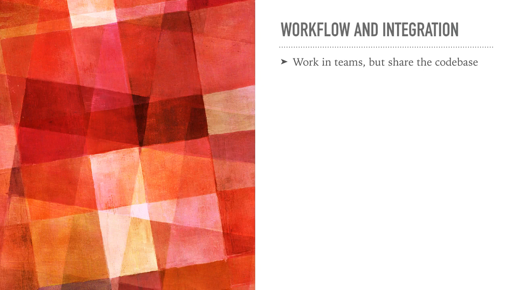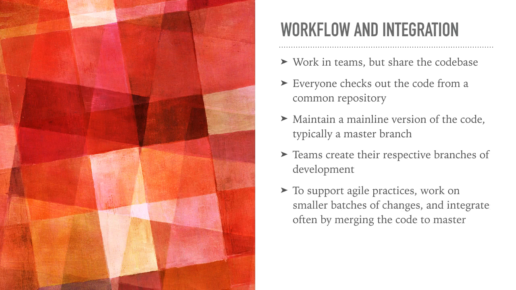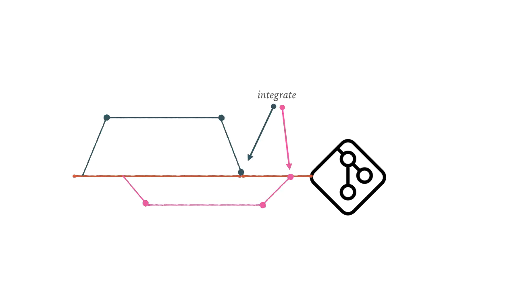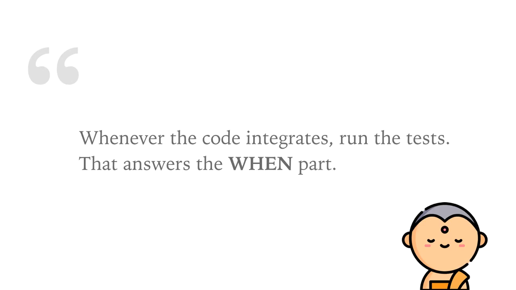So we work in teams, but share the same code base. Every team checks out the code from that common repository. That's our main line of code, and we maintain the master branch or similar. Now, each team creates their own respective branches, works in that branch, and then integrates to the main line, often to support agile practices. So the answer to when do we run tests is in the integration. Whenever the code integrates, run the tests. That should answer it.